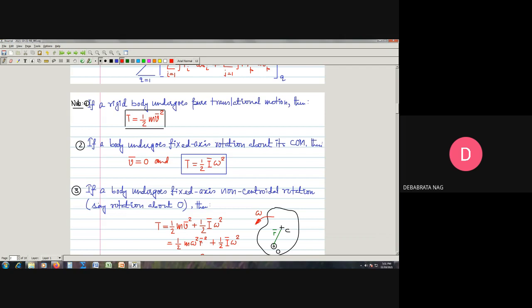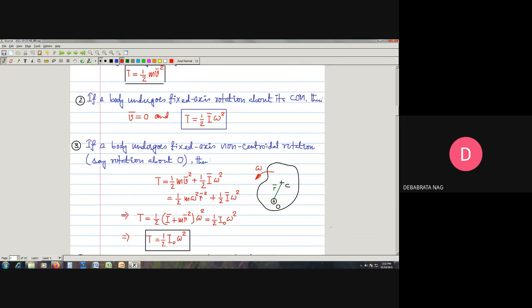Now we can have another situation where the same rigid body can undergo non-centroidal rotation. That means, in this case, other than the center of mass, we have some other point as the center of rotation. So let us consider, for example, this picture: an arbitrary slab-like rigid body undergoing rotation about the fixed point O, which is not the center of mass of this body.